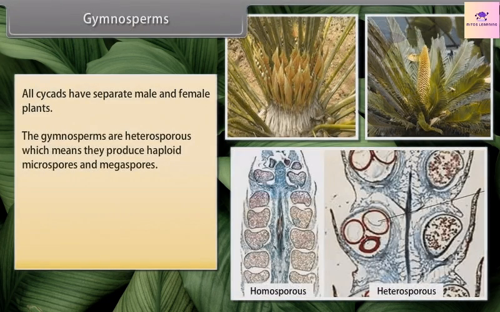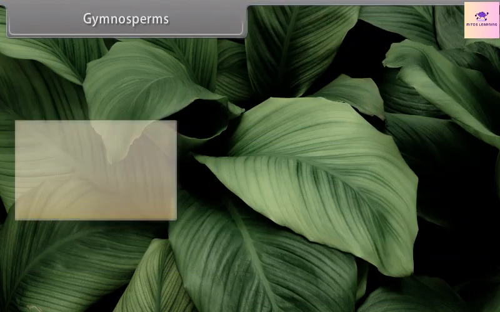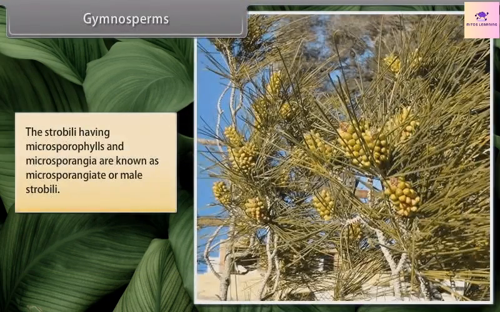The gymnosperms are heterosporous, which means they produce haploid microspores and megaspores. The two kinds of spores are produced within sporangia that are borne on sporophylls, which are arranged spirally along an axis to form lax or compact strobili or cones. The strobili having microsporophylls and microsporangia are known as microsporangiate or male strobili.